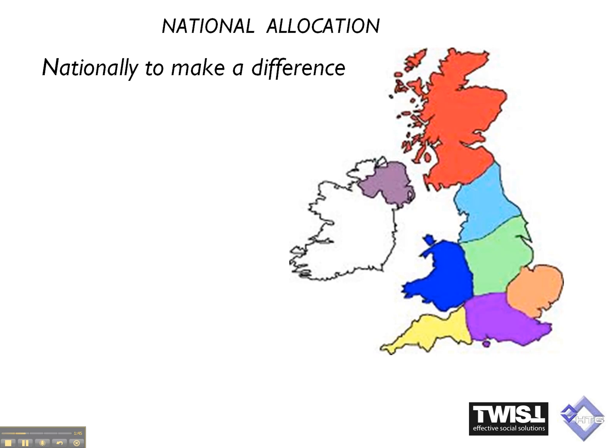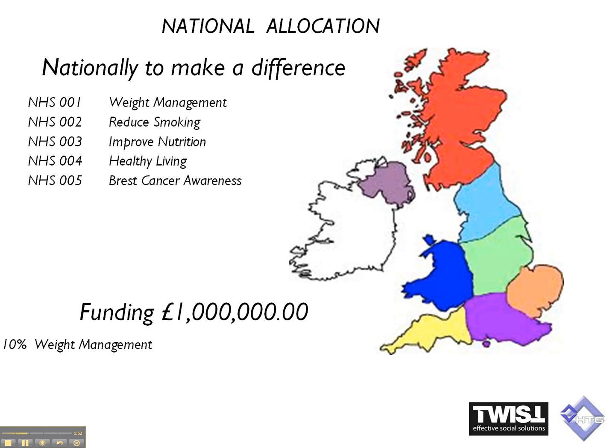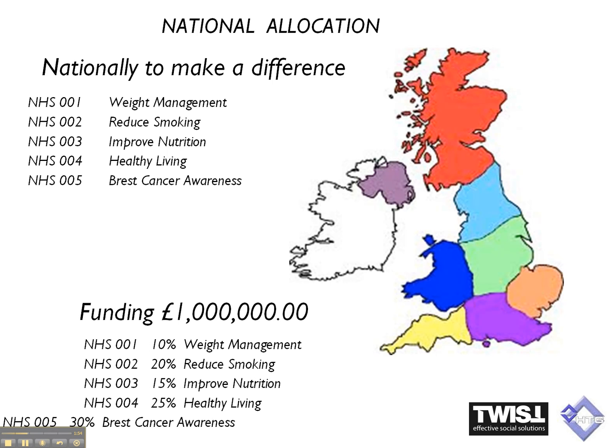So at a national level, to make a difference, the different categories. So if we say we've got £1 million funding, and we're going to actually allocate that £1 million funding across all the different categories.